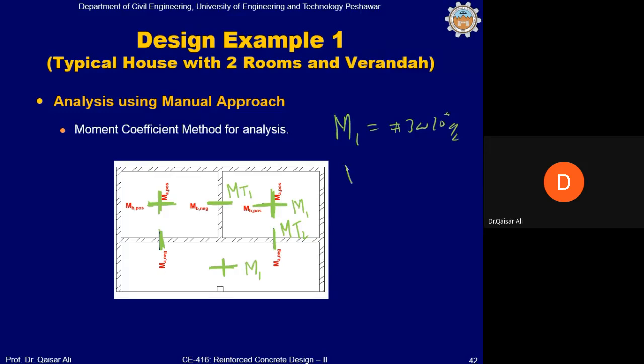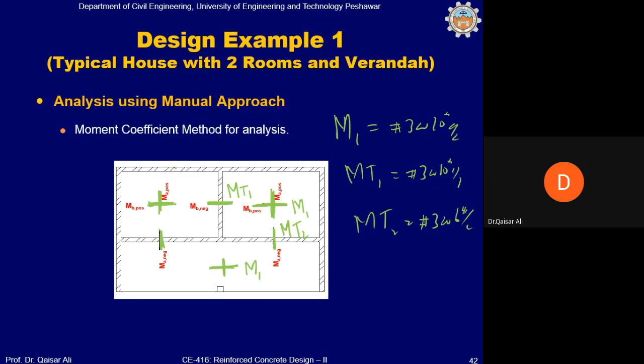Okay, MT1 is how much? Quickly, again number 3 at 10 inch. And what about MT2? How much spacing is required? Number 3 at 6 inch center.